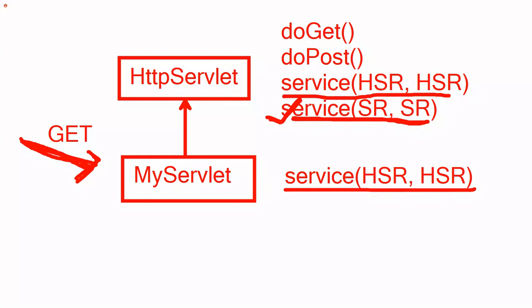You observe. You already studied method overriding. If the method is present in the subclass, the subclass method is called. If not there, the superclass method is called. That means which is called? My servlet is called.